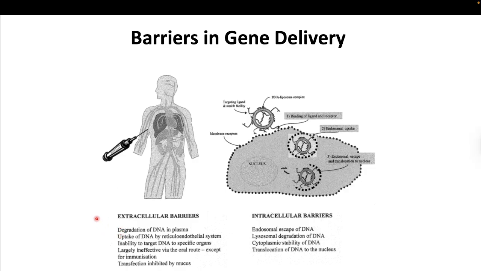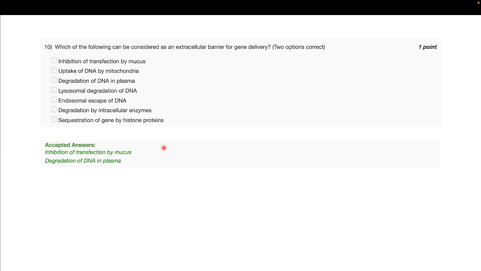and the transfection is inhibited by mucus. So we have a lot of mucus lining the oral tract, right? The digestive tract. If we are trying to deliver genes directly to the cells, there are chances that the mucus will inhibit this process. So your extracellular barriers are inhibition of transfection by mucus and degradation of DNA in plasma.